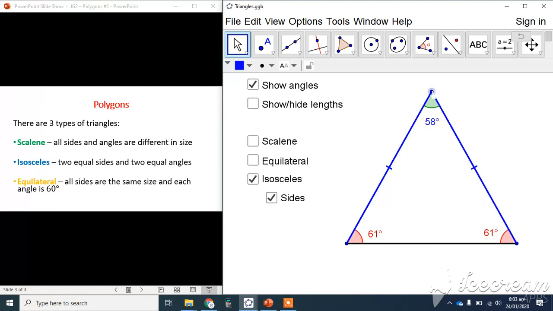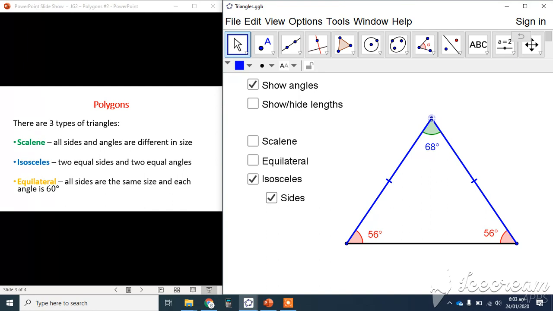So that's isosceles, right? So far we've said scalene, all sides and angles are different. Isosceles, we've got two sides the same and two of the angles are the same. Let me show you the lengths for this isosceles. You can see these two sides are the same and this side's different.